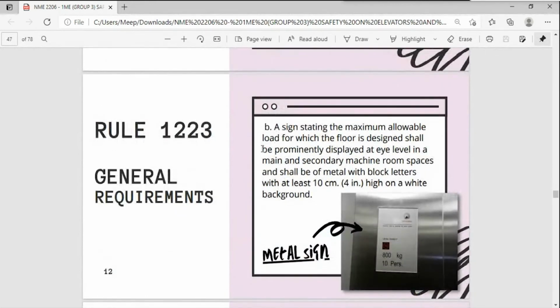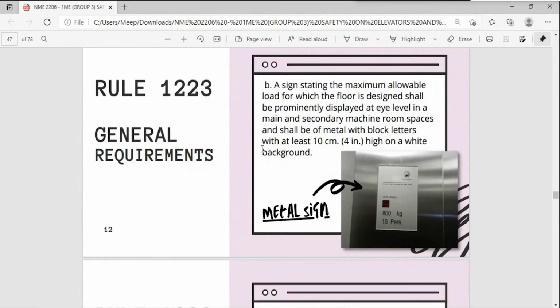So next, a sign stating the maximum allowable load for which the floor is designed shall be prominently displayed at eye level in a main and secondary machine room spaces and shall be of metal with block letters at least 10 cm high on a white background. So in every elevator, dapat may sign na nakalagay kung ano yung maximum weight na supported sa elevator. And also dapat readable siya and at eye level para madaling makita ng mga passengers.